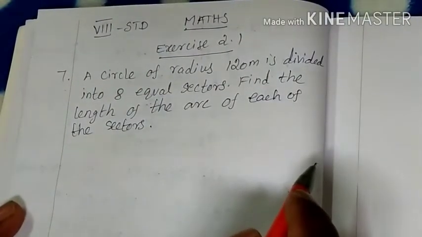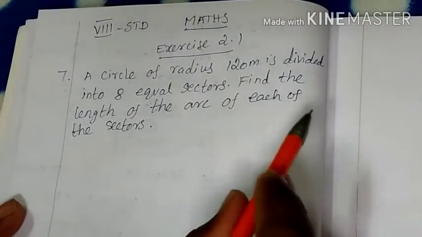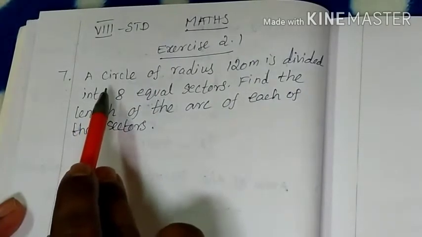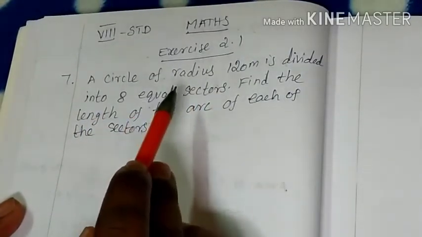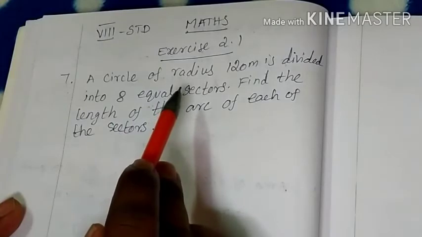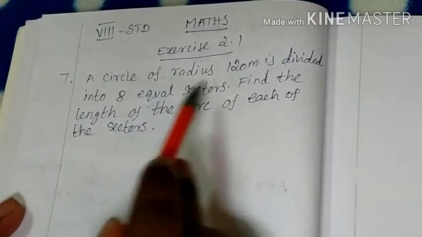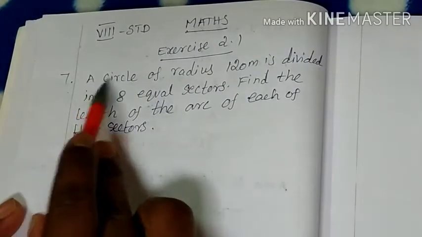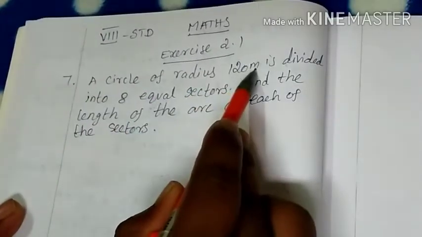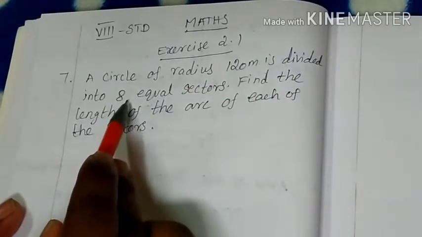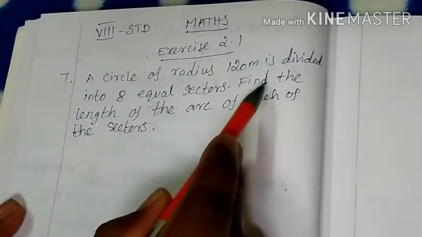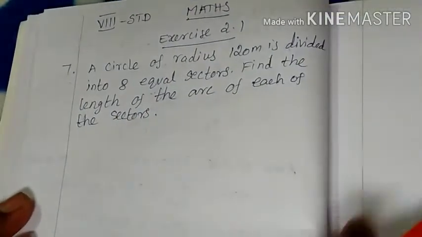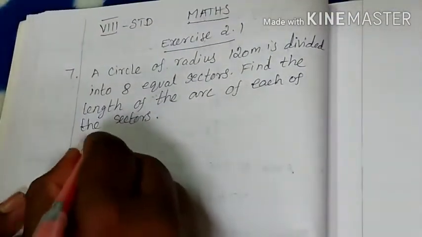Welcome to maths class. In this class, we are going to see exercise 2.1, seventh sum. This is for applications of arc length and area of the sector and central angle of the sector. Okay, the seventh question. A circle of radius 120 meter is divided into 8 equal sectors. Find the length of the arc of each of the sectors. This is your question. The solution.